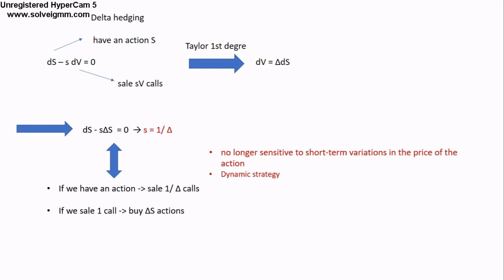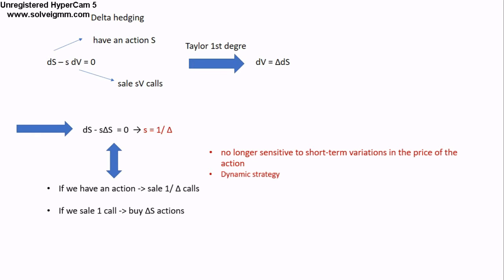2 points very important, and I don't mention that. With delta hedging, they are no longer sensitive to short-term variations in the price of the action, because we have to show the variation in the short time.